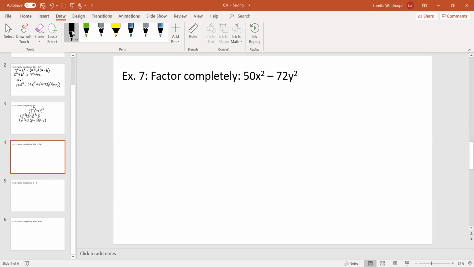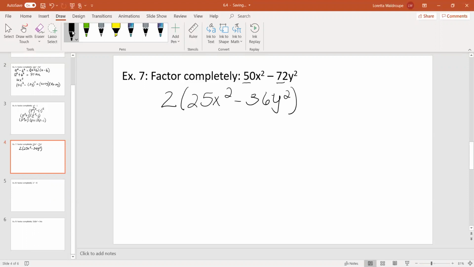Okay? Now, just like before, anytime you factor, you always want to look for a common factor first. So what goes into 50 and 72? Well, they're both even, so I'm going to start with 2. Divide by 2. Divide by 2. There's no variables in common. Hey, 25 and 36 are perfect squares.